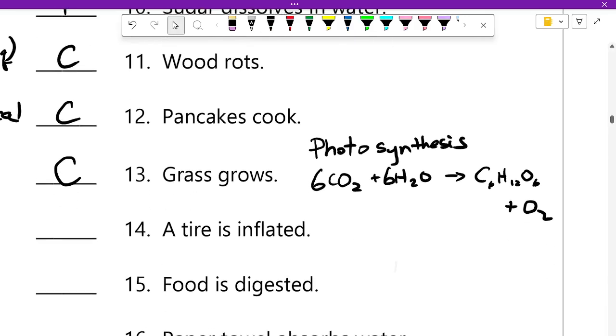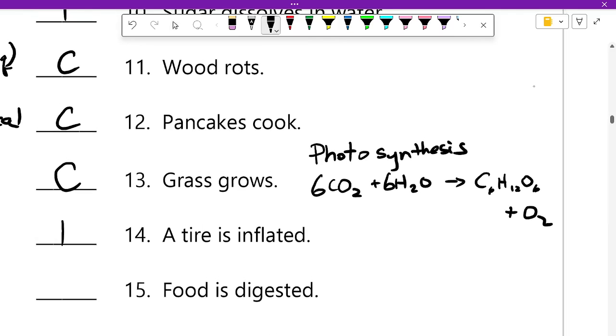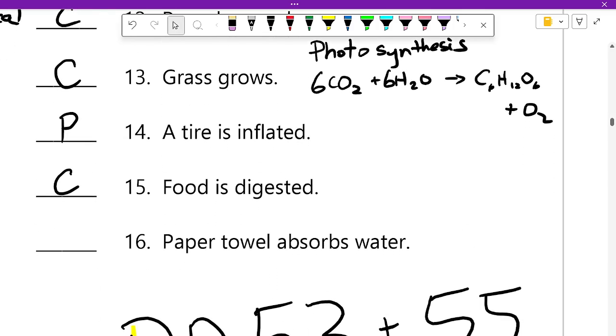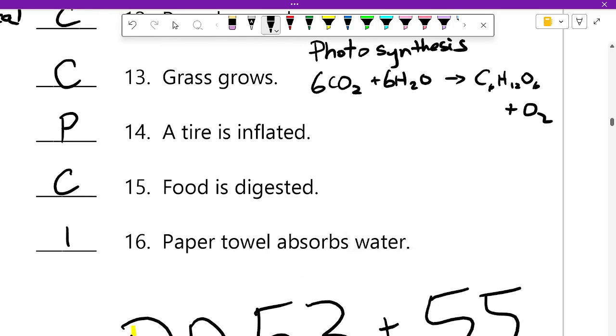What if we inflate a tire? Is that chemical or physical? Physical. If we digest our food? Chemical. A paper towel absorbs water. That is physical. Okay.